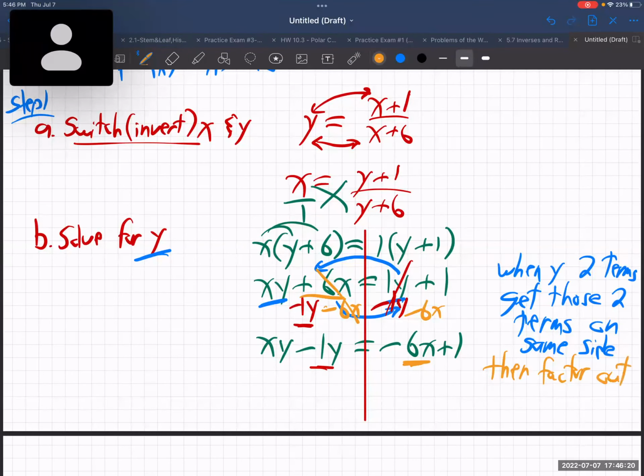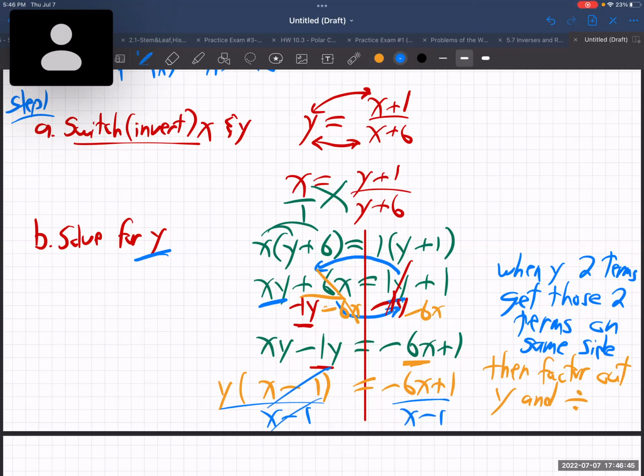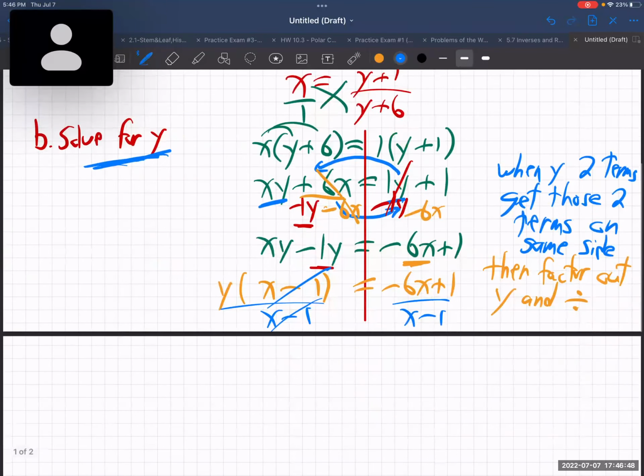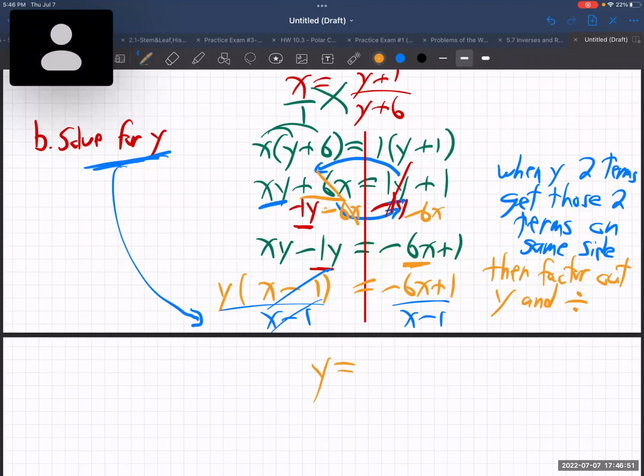So now, factor out the y. So take out the y here. It's x minus 1. That's called factoring, right? No, that's just reverse distribution. If that y was to multiply back in, it would go right back. So factor out y and divide. So then you can just divide by x minus 1, divide by x minus 1, boom, boom. We got y alone. We solved for y. So down here, y is all alone. What does it equal? Well, it equals minus 6x plus 1 over x minus 1.